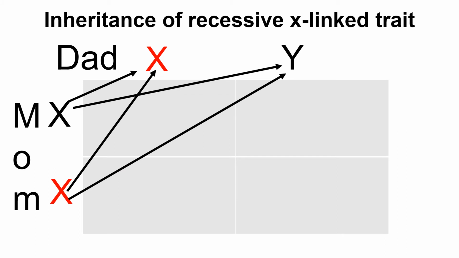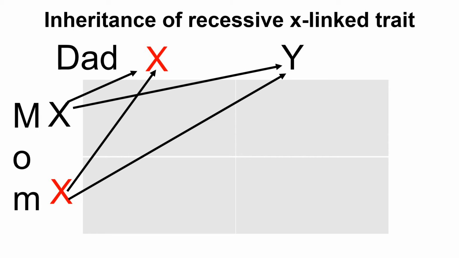Okay, so does that mean that the ladies can never be affected by a disease that is found on the X chromosome? Well, let's find out. So in this case, what I have is a couple. The dad carries a mutation on his only X chromosome. And in the case of the mom, she carries a mutation on one of her 2 X chromosomes. So let's do this Punnett square.